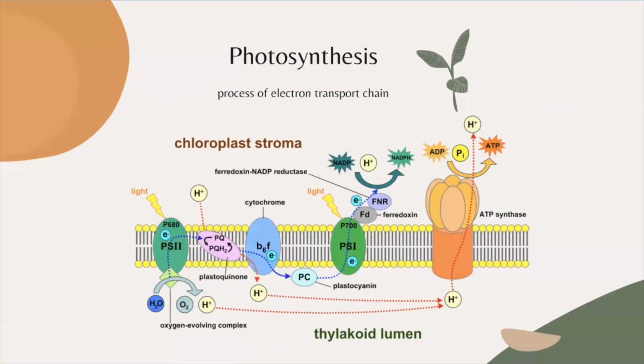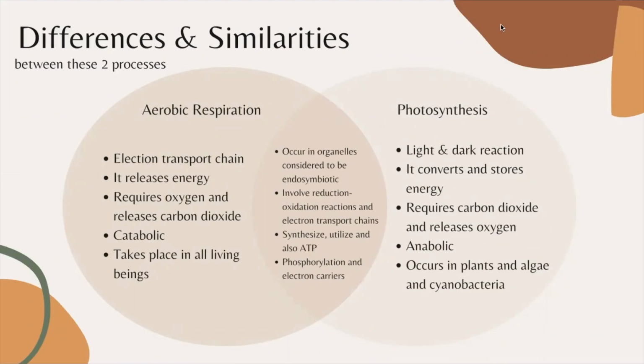ATP synthase produces ATP from ADP and phosphate. Electrons are also transferred from PC to PS1 and excited by incoming light. The redox reaction leads to reduction to produce NADPH from NADP. The two main differences between aerobic respiration and photosynthesis are that photosynthesis requires carbon dioxide and releases oxygen, while cellular respiration requires oxygen and releases carbon dioxide. And the metabolic process for photosynthesis is anabolic, and the process for respiration is catabolic.